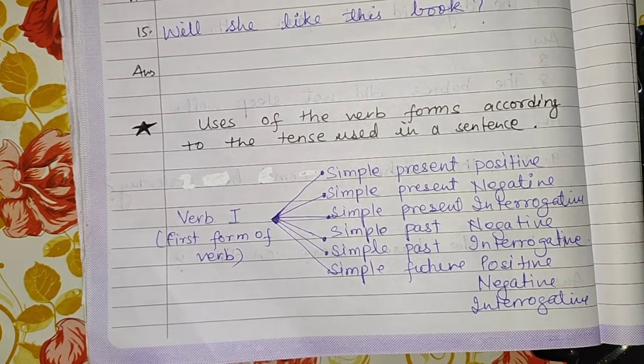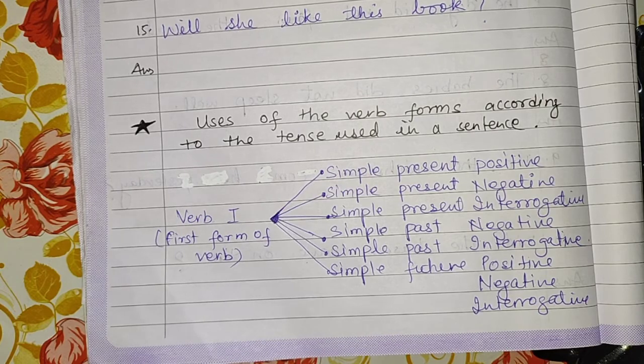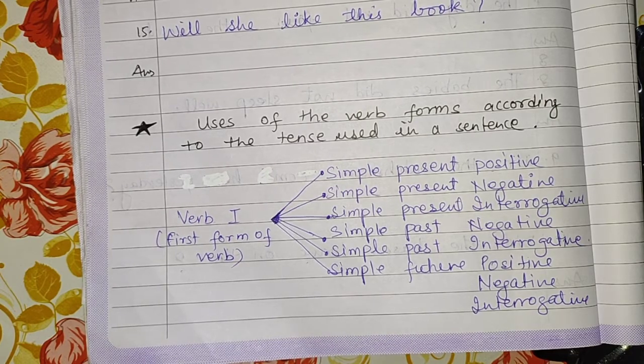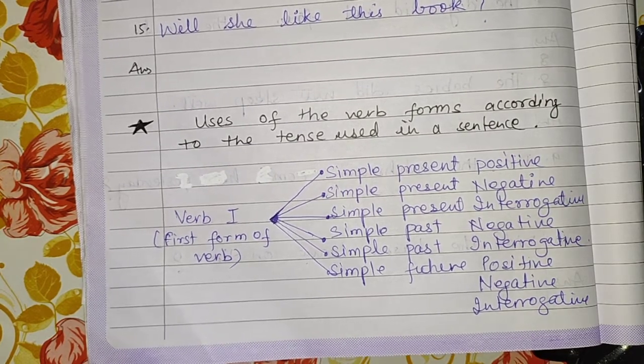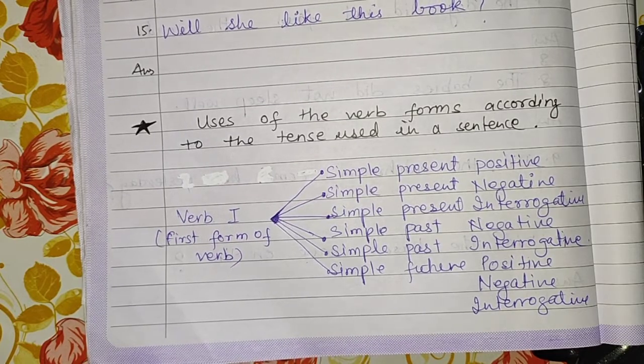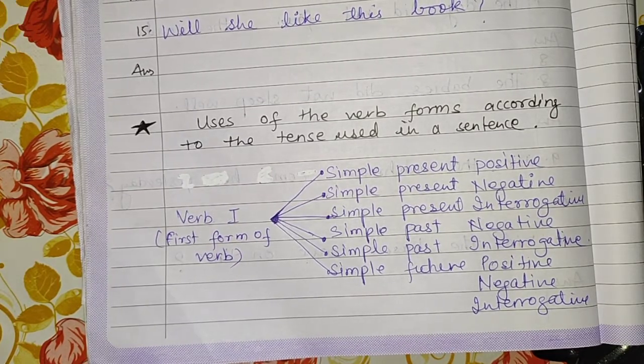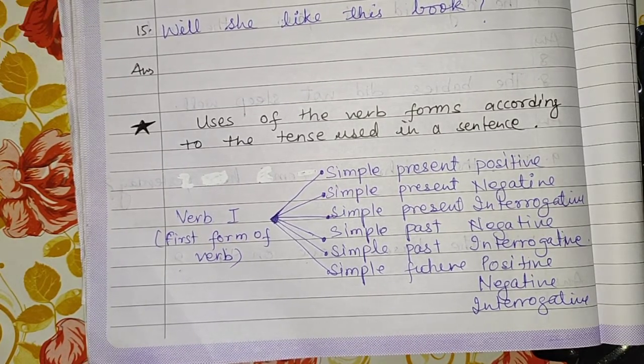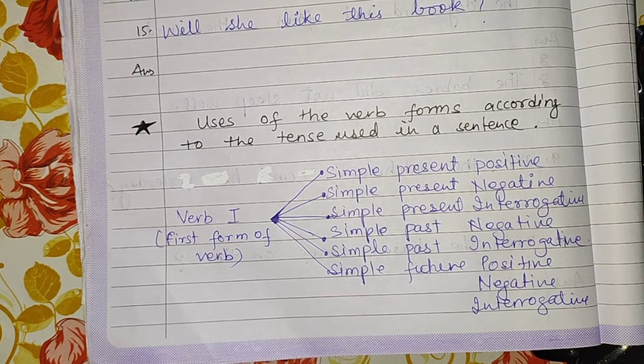Now this was for only positive sentences. This rule you will use only in simple present positive sentences, only and only. When we are using a simple present negative sentence, you will always use the verb in first form.